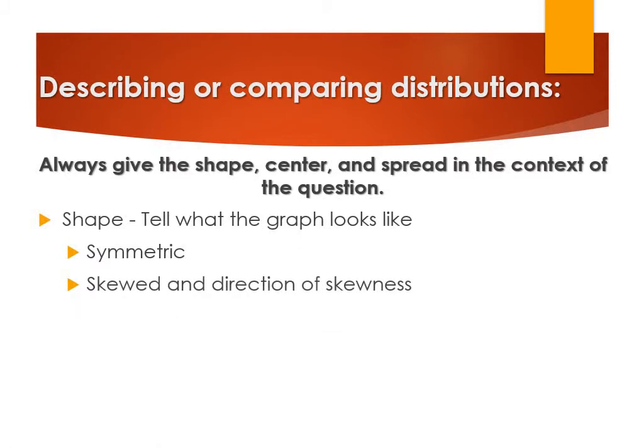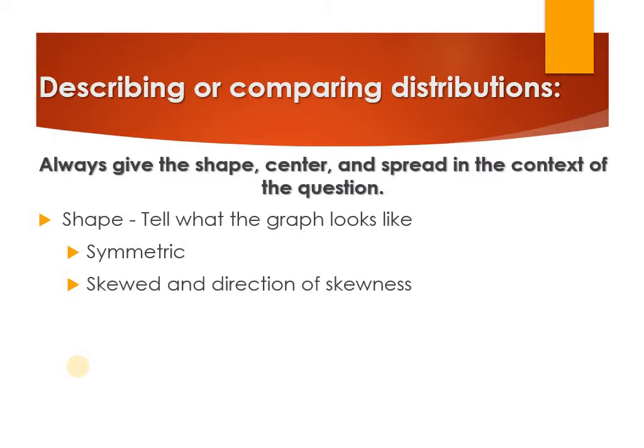How do I determine which direction something is skewed? The tail. Because remember, the tail is you grabbing the data and pulling it in that direction. It's going to take your average and pull it in the direction of the tail. Skews sometimes are called positive. Which do you think is going to be a positive skew? To the right, greater than. Negative skews, to the left, less than.